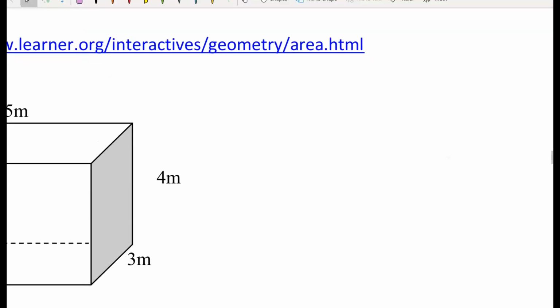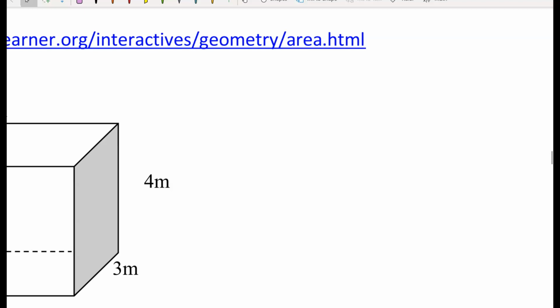Now, because I'm grouping them together, at the beginning of my formula I'm going to have a 2, so that I don't have to do the work twice. Now what I need is my width and my length, plus my height and my length, plus my height and my width. And then we'll close that bracket.